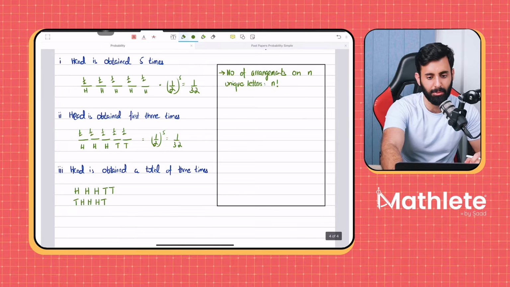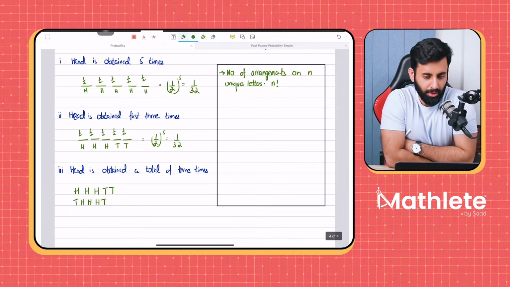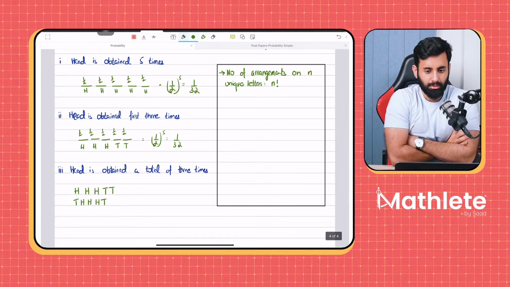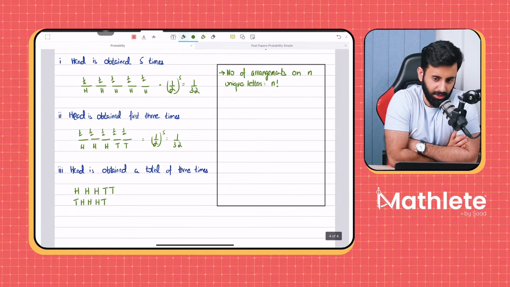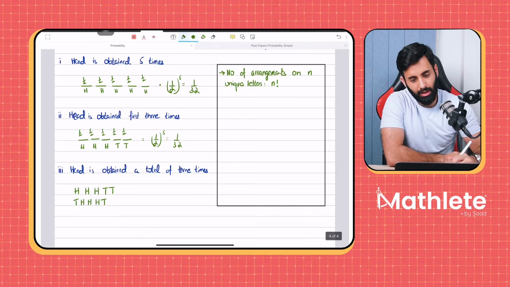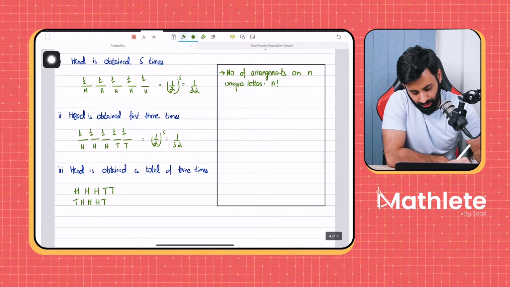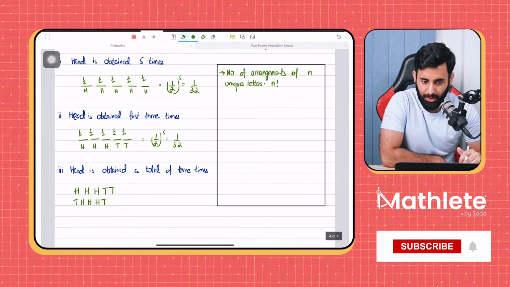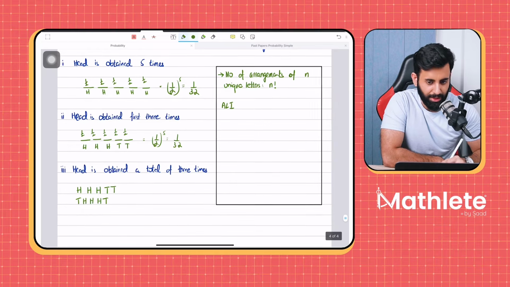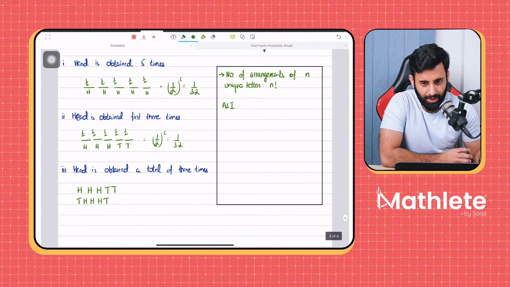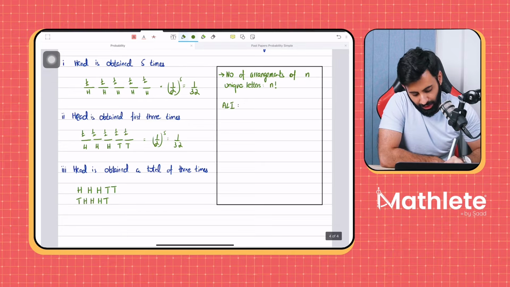Quickly tell me, how will we work out 5 factorial? Yeah, 5 into 4 into 3 into 2 into 1. 6 factorial is 6 into 5 into 4 into 3 into 2 into 1. So the number of arrangements of n unique objects or n unique letters can be done by n factorial. Let's take the word Ali, for example. If I want to find out how many different ways the letters of the word Ali can be arranged, the way to do that would be simply 3 factorial, which is 3 into 2 into 1, which is equal to 6.